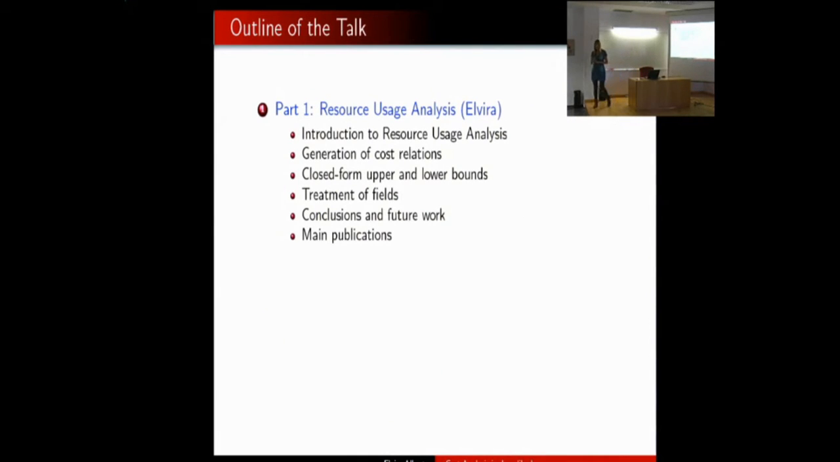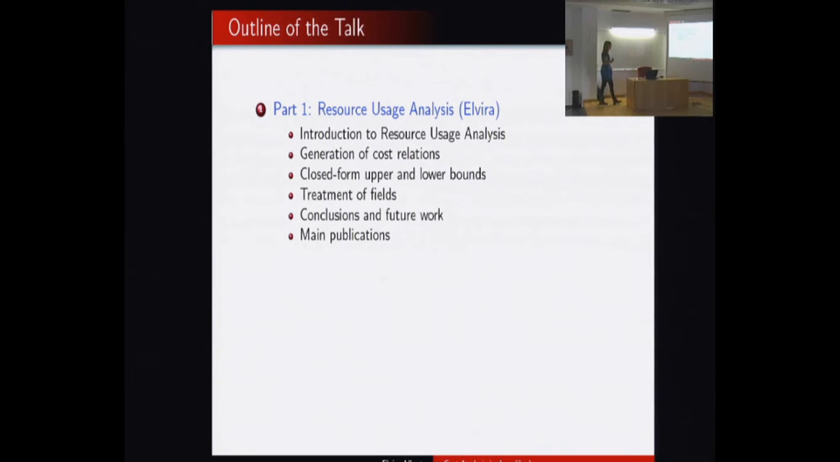Okay, so we have 2 parts in this class. In the first one, we are going to see resource usage analysis. We will start with a short introduction to the topic, and then we will see the 2 main phases in cost analysis. First, the generation of cost relations from programs. The second one, obtaining closed-form upper and lower bounds from these cost relations. We will talk a little bit about the treatment of fields, because it's one of the challenges in static analysis of object-oriented languages. And finally, we will conclude with future work and main publications on the topic.